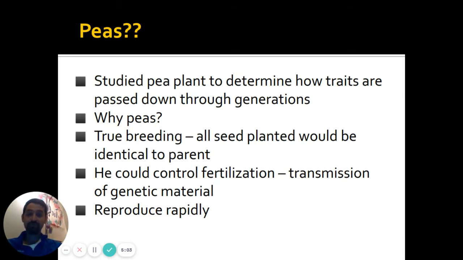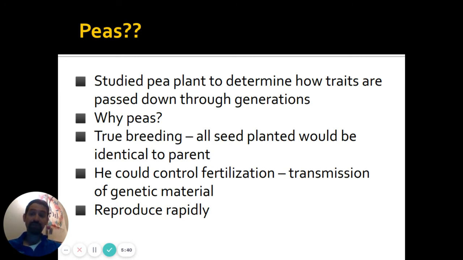For one, pea plants are true breeding, which means if you take a purple flowering pea plant and plant it, it would make purple flowering pea plant offspring. It wasn't random. If you've ever bred some animals or plants, they might not all be exactly the same. Like you can have multiple colors of cats come out of the same parent cat. So he picked something that was always true breeding. If you planted a white flowering pea plant, it made white flowering pea plants. Depending on whatever trait you picked, it made exactly the same.